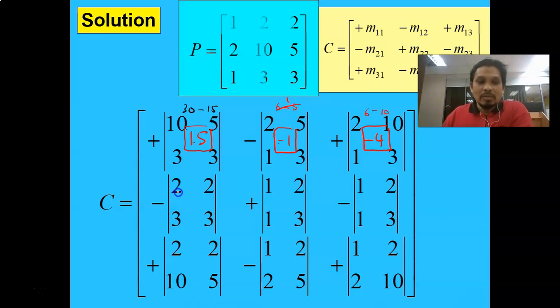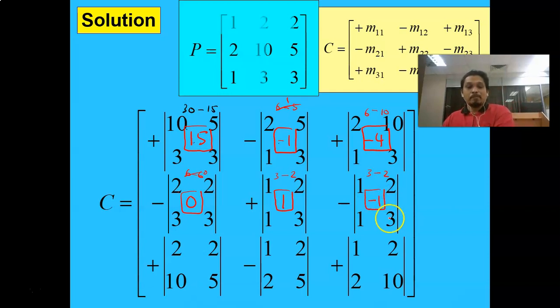Okay, then here now, 2 times 3 equal to 6 minus 2 times 3 equal to 6, 0. So negative, still 0 then. Okay. 1 times 3 equal to 3 minus 2 times 1 equal to 2. 3 minus 2 equal to 1. With a negative here, then the cofactor here is negative 1.